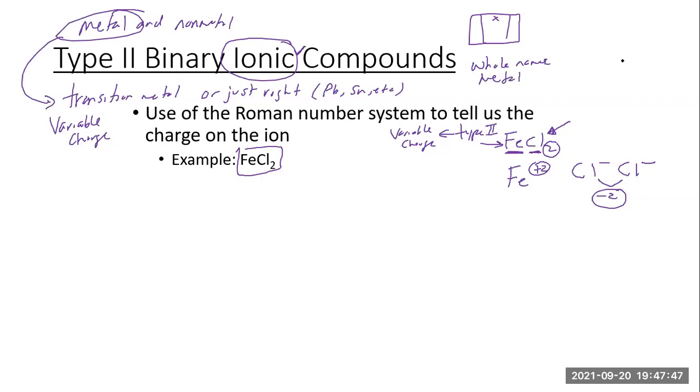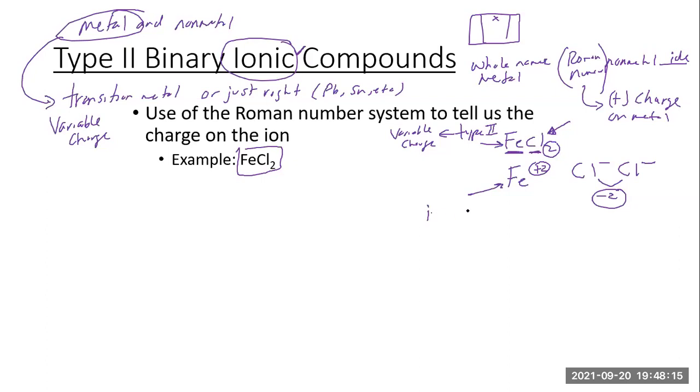We use the non-metal like we did before with the IDE. The additional thing that we do is we put a Roman numeral in between. And what does the Roman numeral mean? The Roman numeral is the positive charge on the metal.